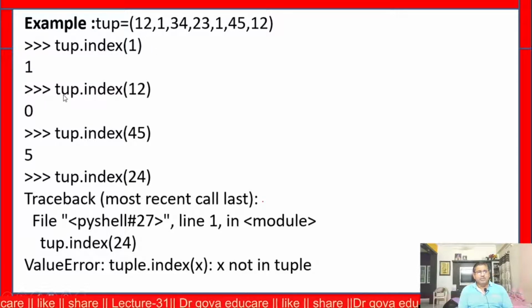Now 0. Tuple dot index of 45. Now the index of 45 returns, that is 0, 1, 2, 3, 4, 5. 45 is at index position 5. Now that 5 will be displayed on the screen.